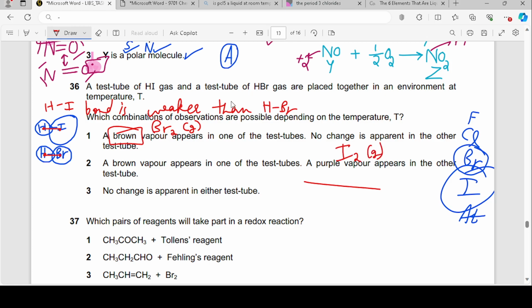I don't know, I'm just assuming both and trying to compare. So to say that, depending on the temperature T, is it possible that a brown vapor appears in one of the test tubes and no changes appear in the other test tube? No, that is not possible.